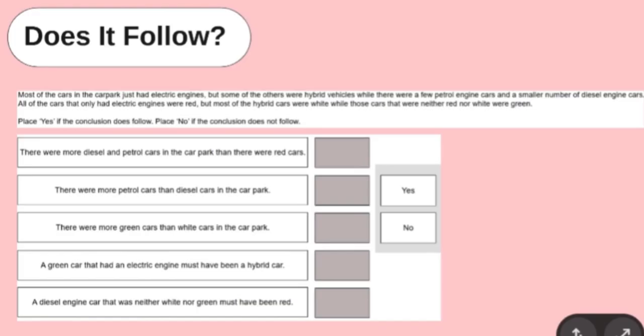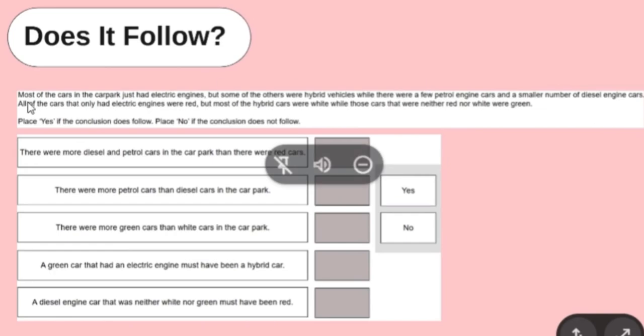Okay. So for this one, I'm going to read through the text, then read the statements, and then we'll just go through. Well, actually, I won't read the statements. I'll just go through them one by one. Okay, so most of the cars in the car park just had electric engines, but some of the others were hybrid vehicles, while there were a few petrol engine cars and a smaller number of diesel engine cars.